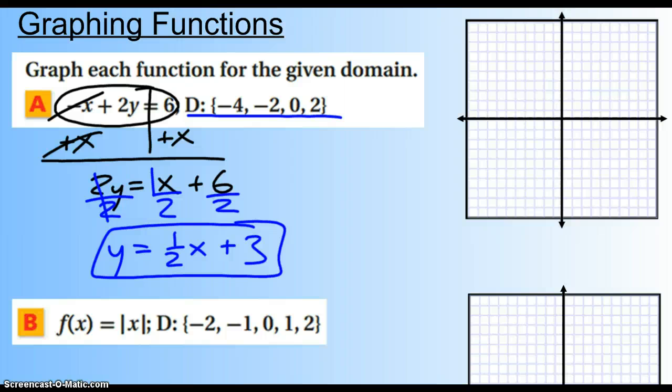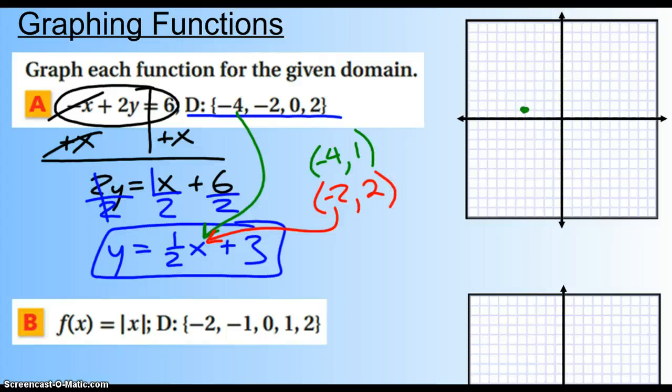So for instance, if I plug in -4 for x, what am I going to get for y? If I know x is -4, I take half of -4, which is -2, and then I'm going to add 3 to that and get 1. So one point that I can graph is (-4, 1), about right there. And we're going to do that for each point. If x is -2, I put -2 in for x. Half of -2 is -1. -1 plus 3 is 2. So (-2, 2).